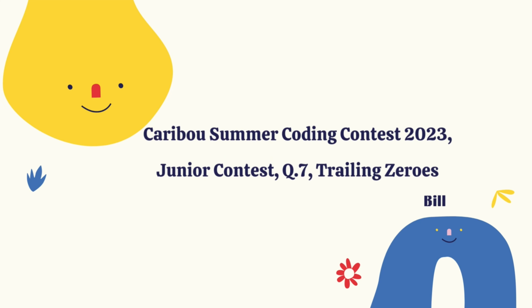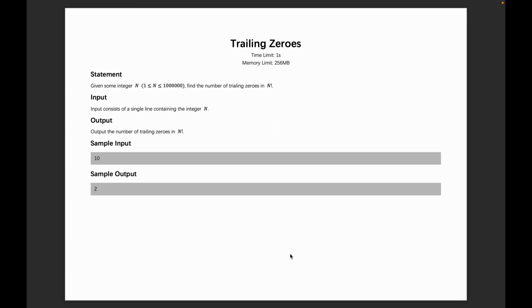Hello everyone, I'm Bill, and today we will solve the 7th question of the Caribou Summer Coding Contest, Junior Contest. It is called Trailing Zeros.